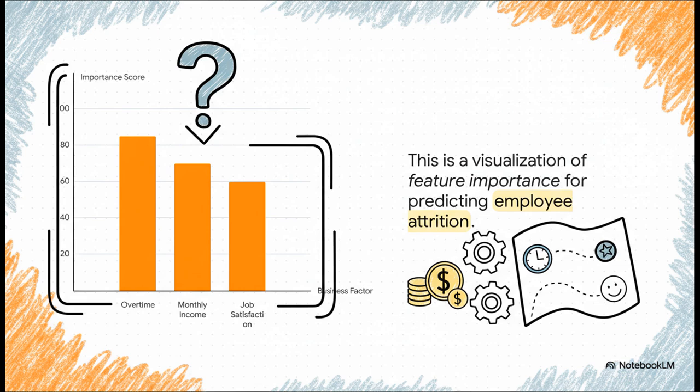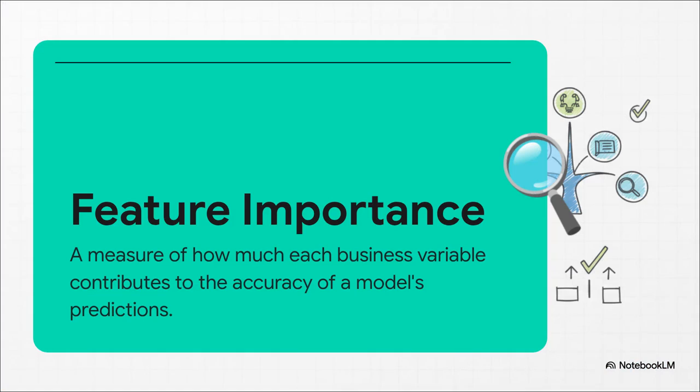For instance, a model predicting why employees leave might tell you that overtime, monthly income, and job satisfaction are the biggest factors. See, this isn't just a prediction, it's a strategic roadmap for your HR department. So, in simple terms, feature importance turns this complex model into your strategic guide. It literally points out which factors are moving the needle on your outcomes so you can stop guessing and start focusing your resources on what truly matters.